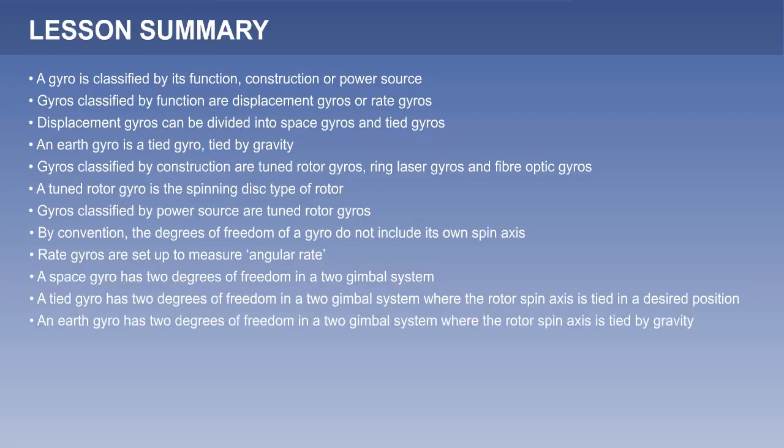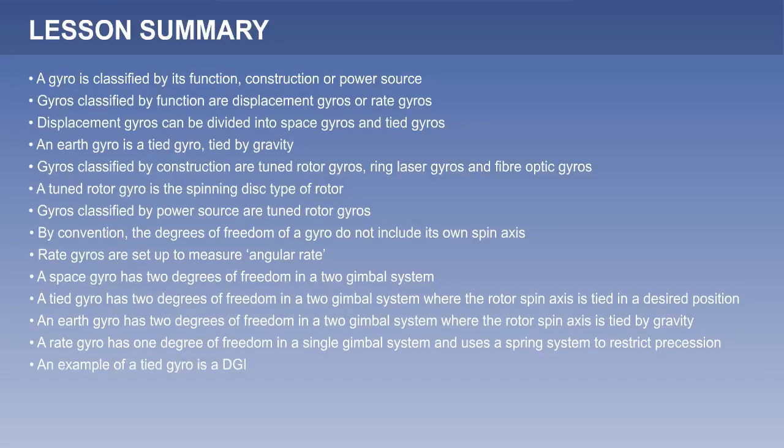An Earth gyro has 2 degrees of freedom in a 2-gimbal system, where the rotor spin axis is tied by gravity. A rate gyro has 1 degree of freedom in a single gimbal system and uses a spring system to restrict precession. An example of a tied gyro is a DGI. An example of an Earth gyro is an artificial horizon. An example of a rate gyro is a turn indicator.